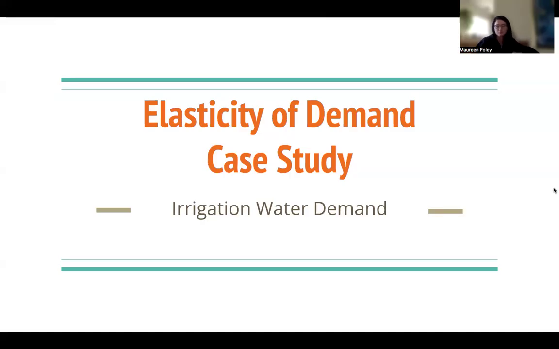In this video, we'll be talking about an agricultural case study that deals with own price elasticity of demand. To give you some background information, this is a study that took place in Texas, where it's common to grow cotton and corn in what's called a rotation.